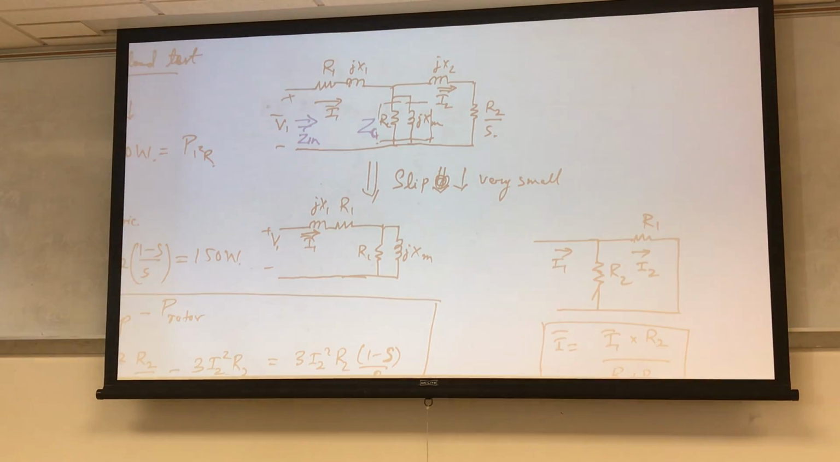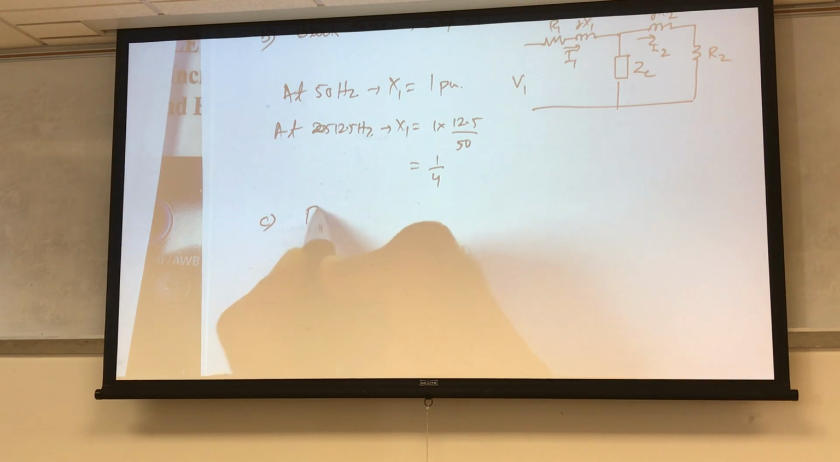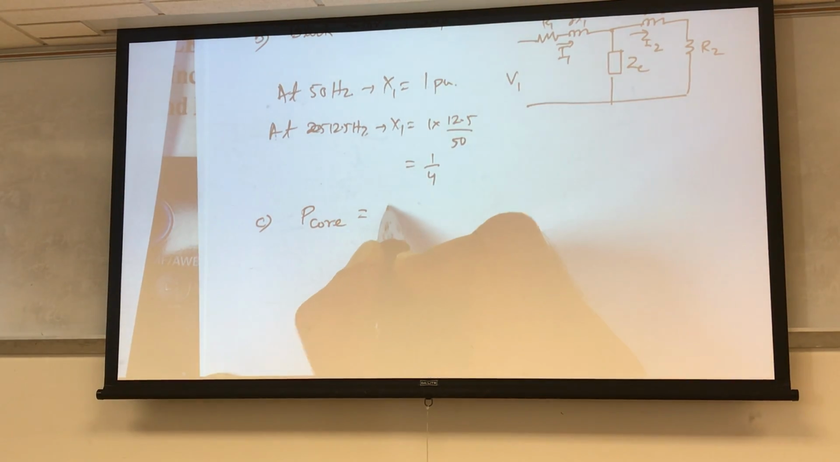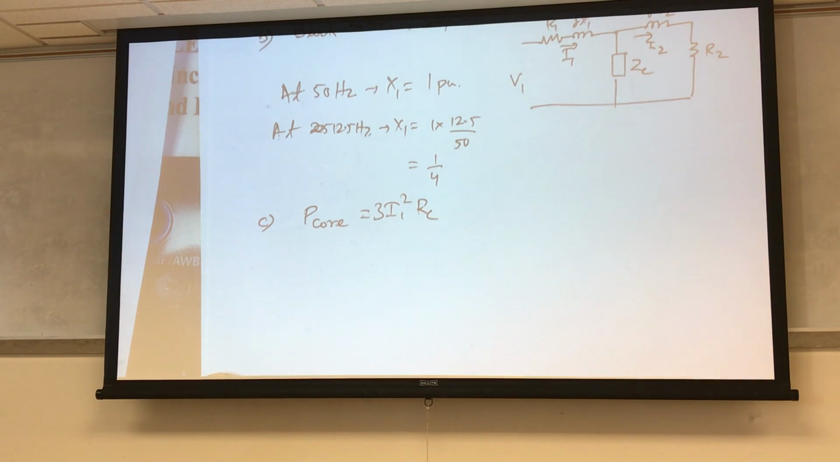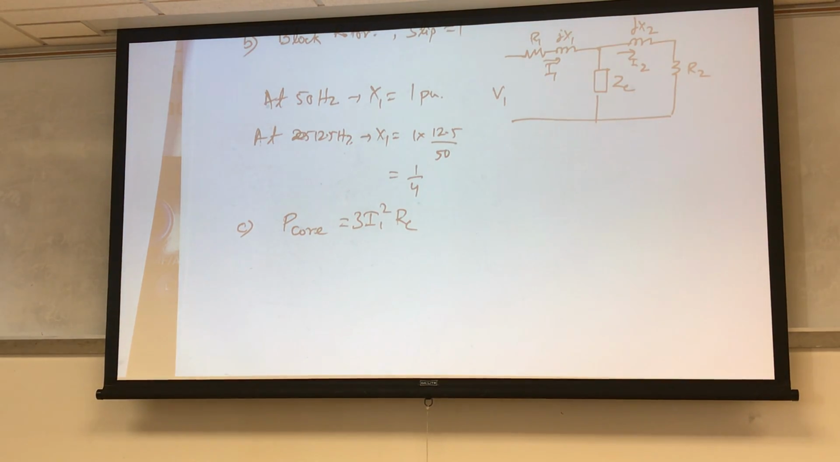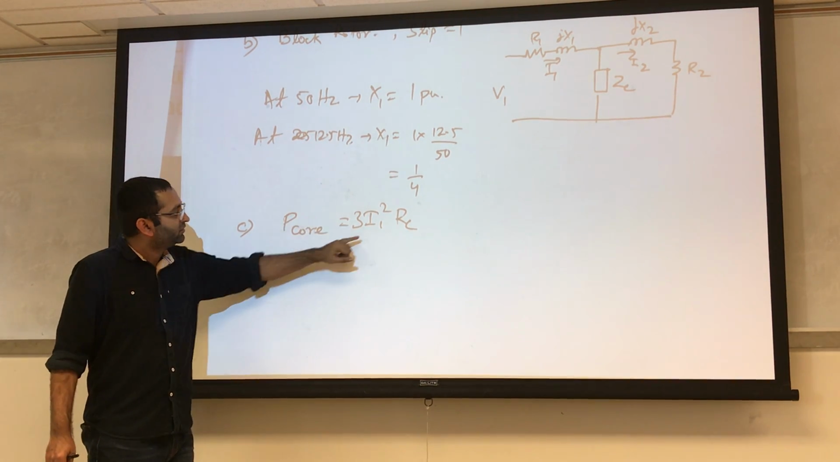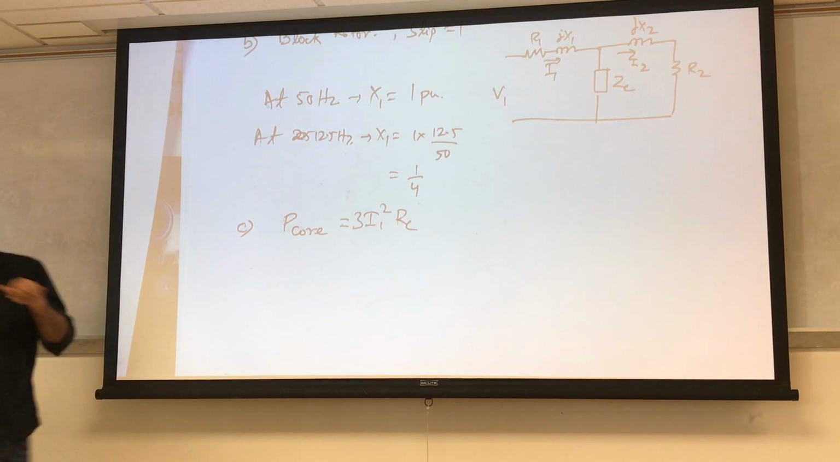Because you can say, what is P core? What is core power? It equals 3 I1 square RC. So if you have the core power, like core loss, then you can easily find the RC from here because you have I1 from no load test.